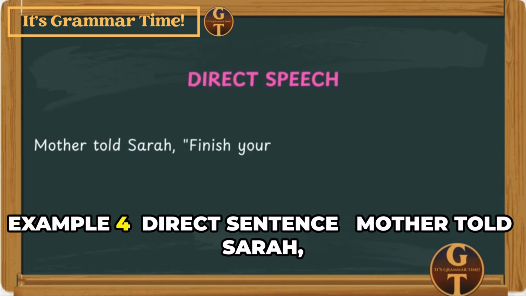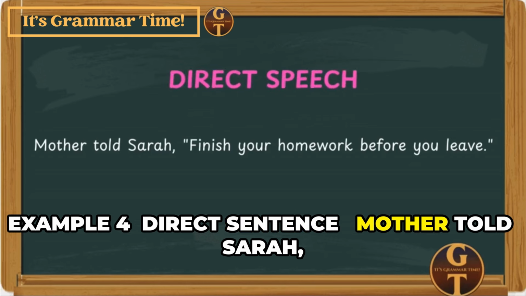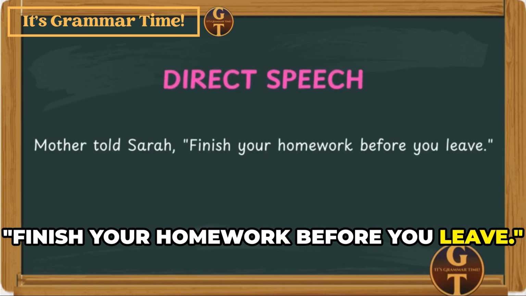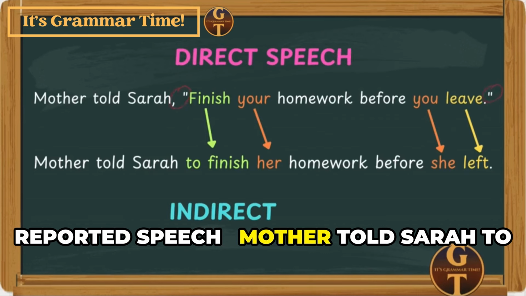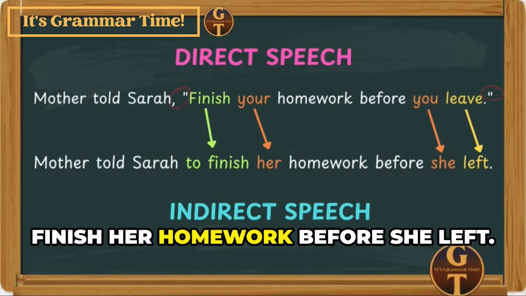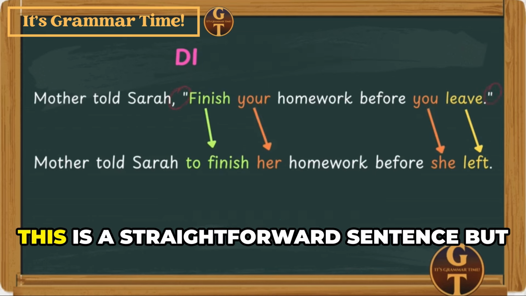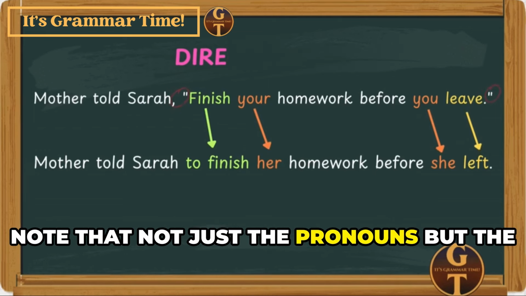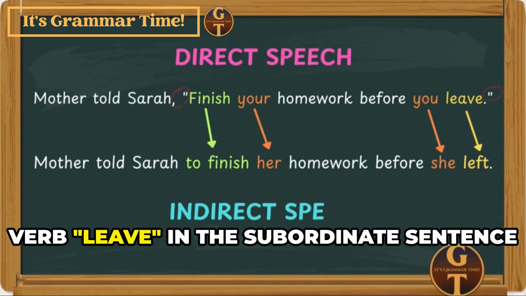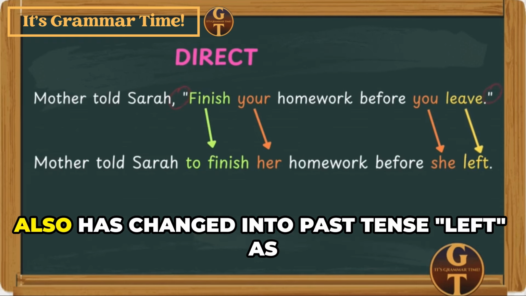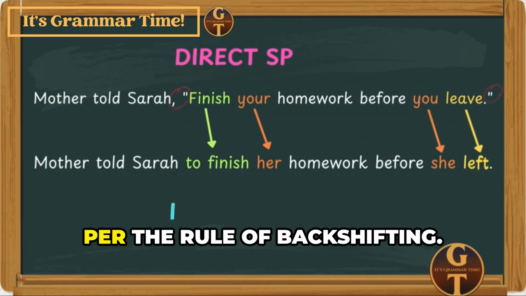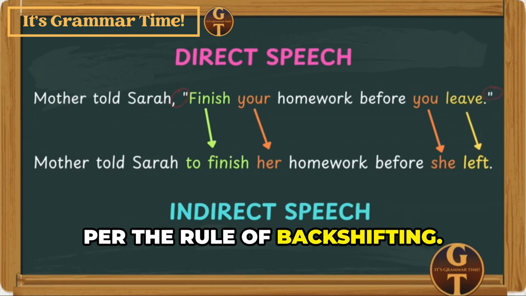Example 4. Direct sentence. Mother told Sarah, "Finish your homework before you leave." Reported speech. Mother told Sarah to finish her homework before she left. This is a straightforward sentence, but note that not just the pronouns but the verb leave in the subordinate sentence also has changed into past tense, left, as per the rule of backshifting.